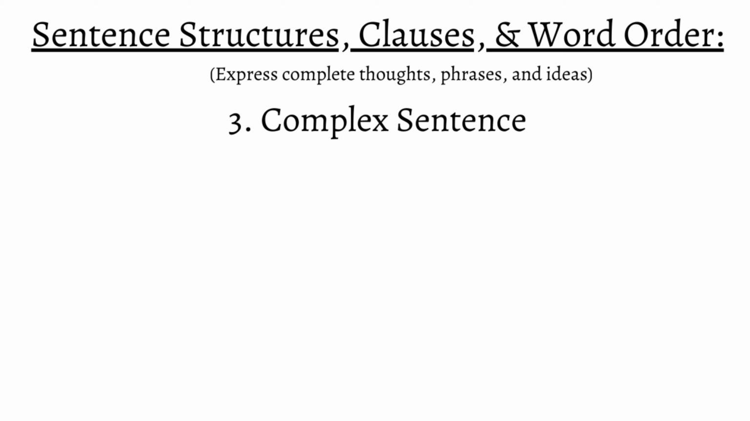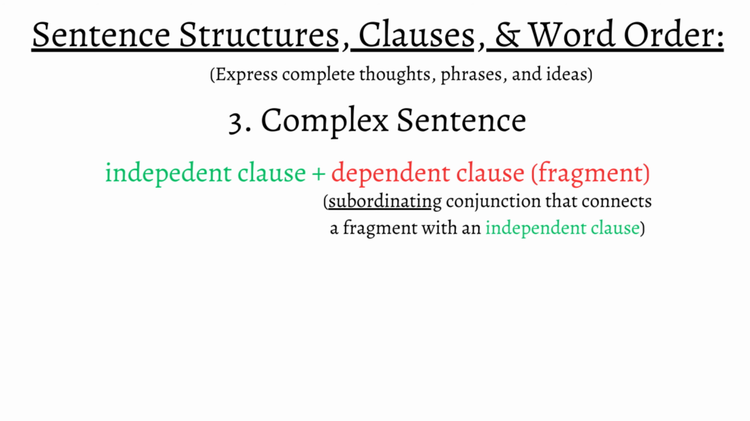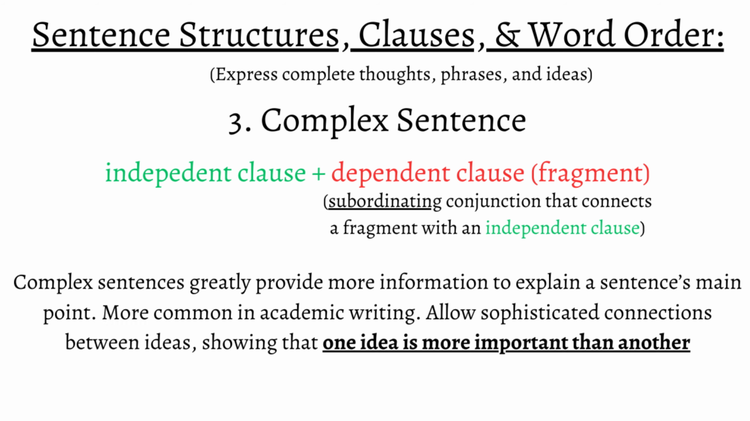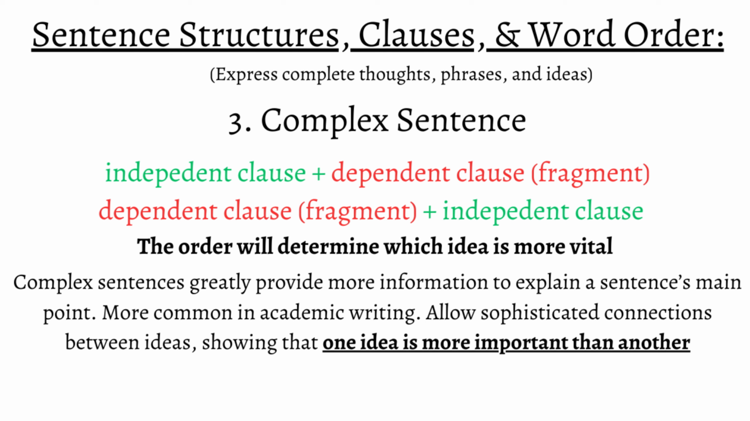After a compound sentence, there is the complex sentence structure, which is the first to use a dependent clause or a fragment. The structure of a complex sentence is composed of an independent clause and a dependent clause that cannot stand on its own. Dependent clauses are known as subordinating conjunctions because they connect a fragmented phrase with an independent clause. Complex sentences work best when we need to provide more information to explain the main point of a sentence. They're more common in academic writing, but allow sophisticated connections between ideas, showing that one idea is more important than another. A dependent clause can also come before or after an independent clause, so the order will determine which idea is more vital.